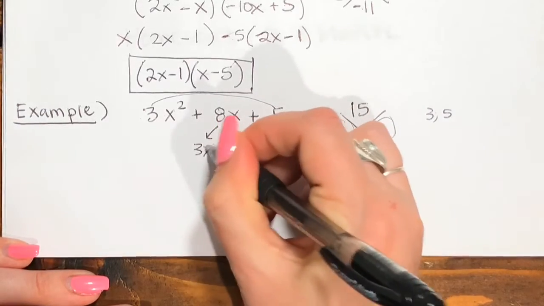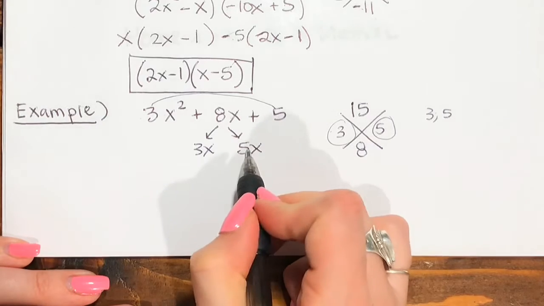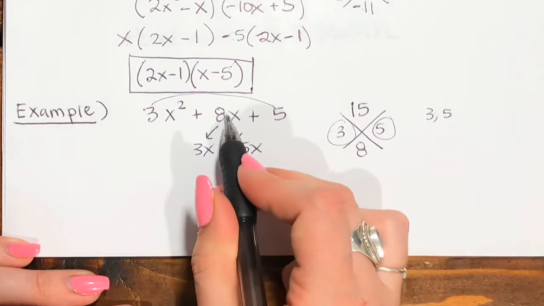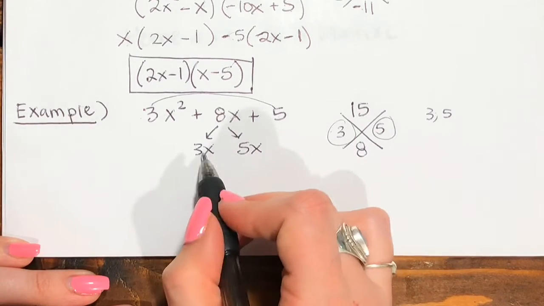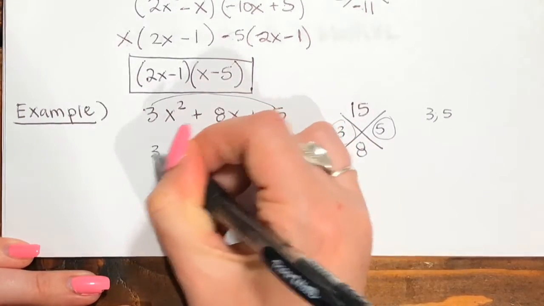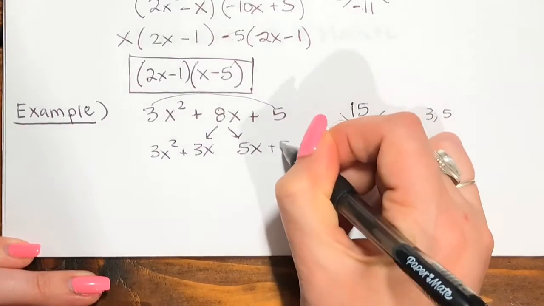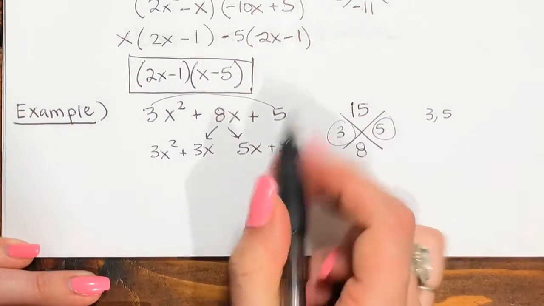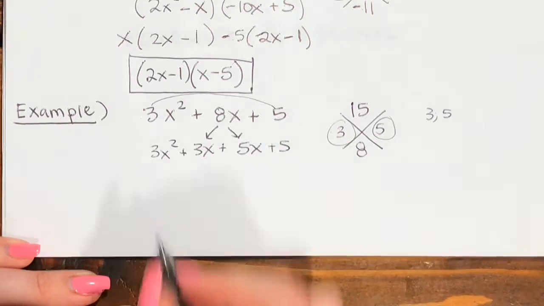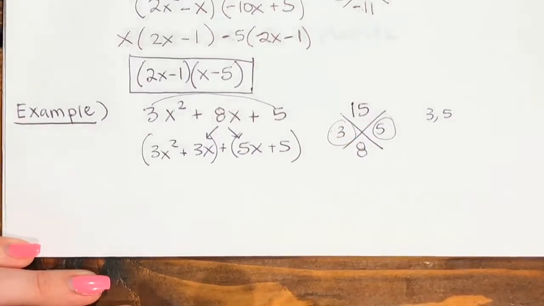And don't forget to put the x on it. Sometimes I have people just accidentally writing the 3 and the 5. We're splitting up x's, so I need to have that included. This is going to be 3x's and 5x's, not just 3 and 5. Bring down the 3x squared. And then bring down the 5. And now we have 4 terms. There's technically a plus there. But then we can do our two groups of 2 and start taking out our common factor.